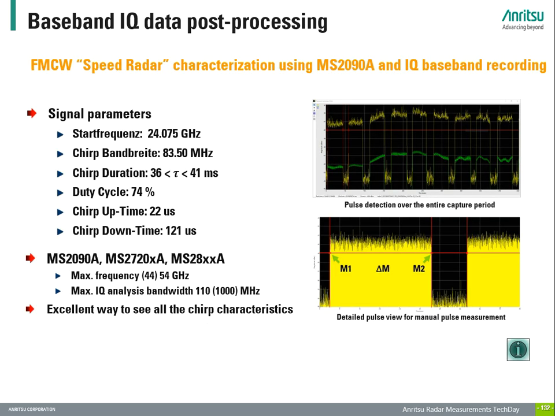Let's come back here again to the previously presented speed radar signal. By using the SpectreX features, it is possible to gain parameters like center frequency, chirp bandwidth, chirp duration, duty cycle, and so on. The analysis bandwidth is dependent on the hardware that delivered the IQ data, not on the software.